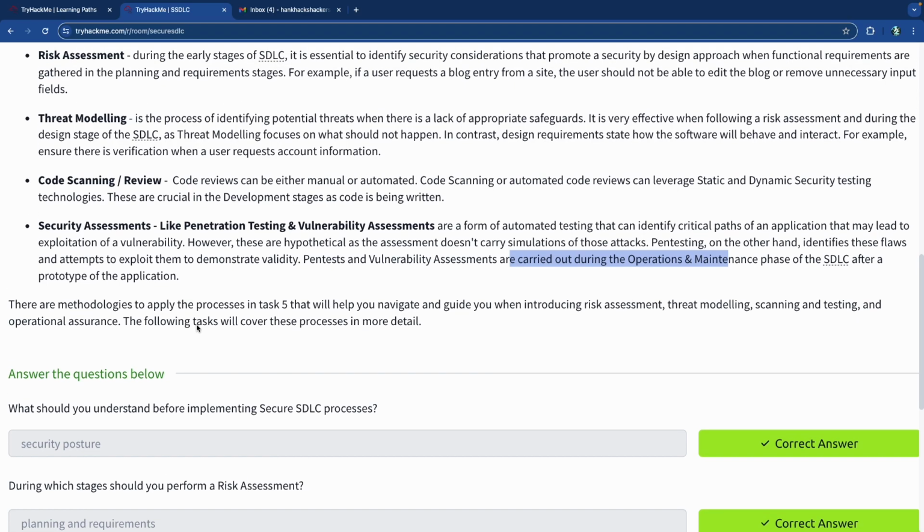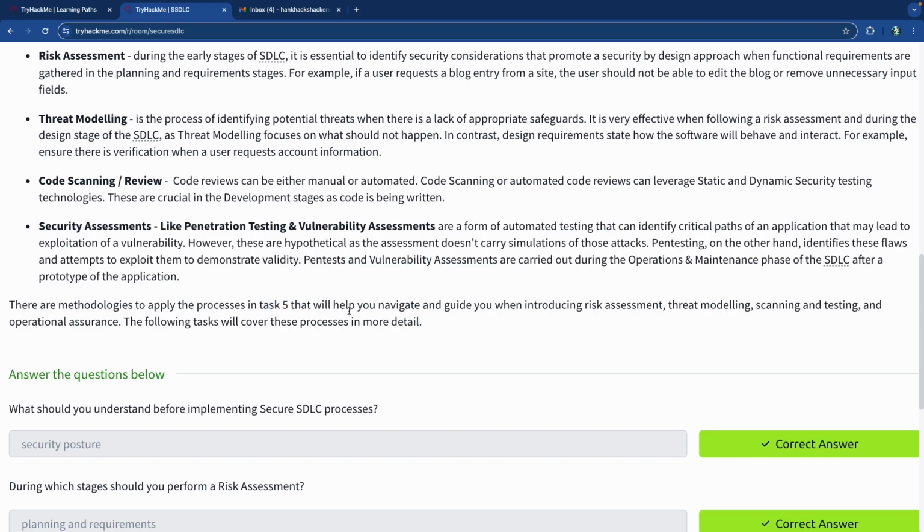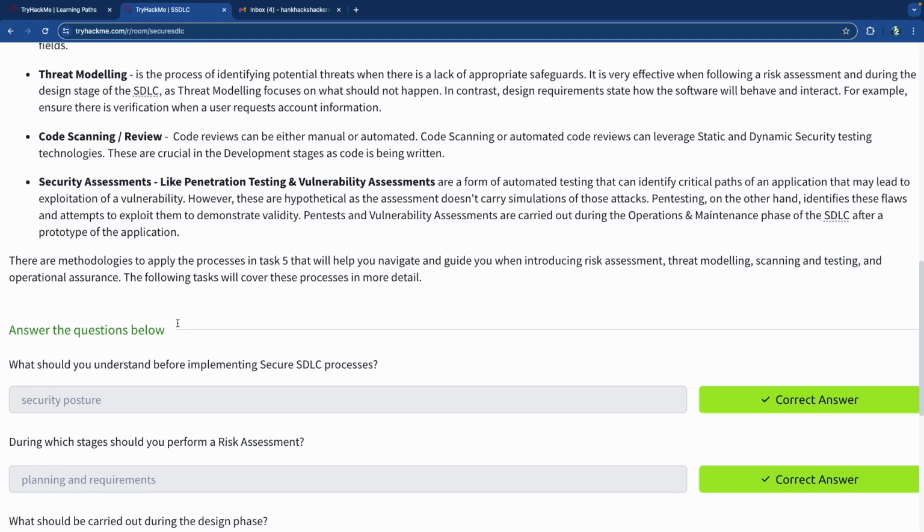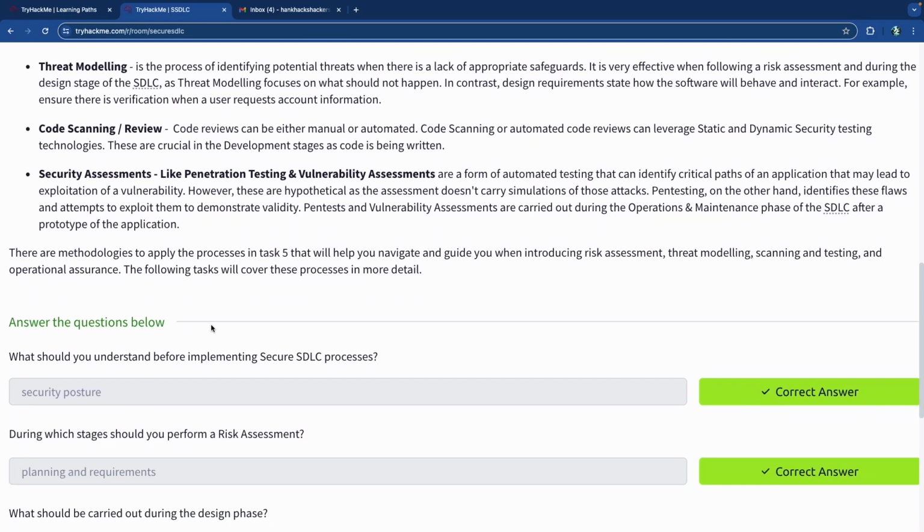So these are the methodologies that apply to the processes that we're going to be doing in task 5, and it'll help us navigate and understand what we're doing when introducing risk assessment, threat modeling, scanning and testing, and operational assurance. So we're going to be looking at a lot of these things in detail in the next few minutes.